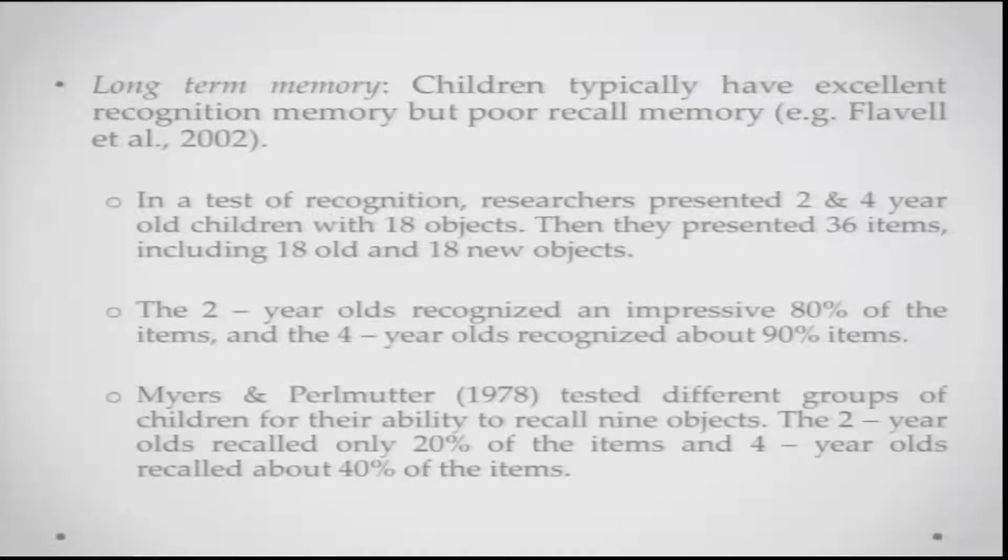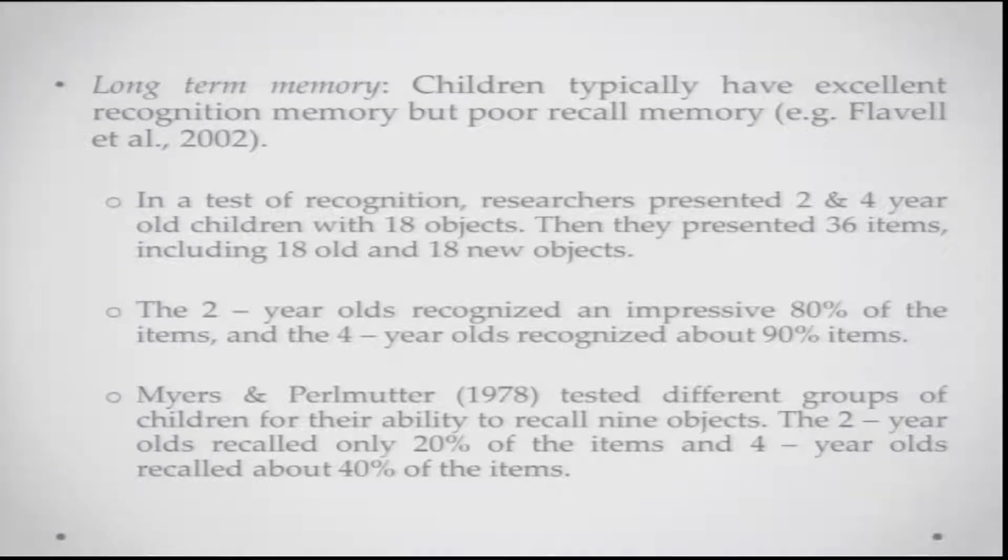When you talk about long-term memory, children typically have excellent recognition memory, but a rather poor recall memory. In a test of recognition, researchers presented 2 and 4-year-old children with around 18 objects, and later presented a mix of the 18 older objects that they had already seen and 18 new objects. What they find is that 2-year-olds recognize an impressive 80% of the items, whereas 4-year-olds recognized about 90% of the items. So again there is an increase in recognition with age.